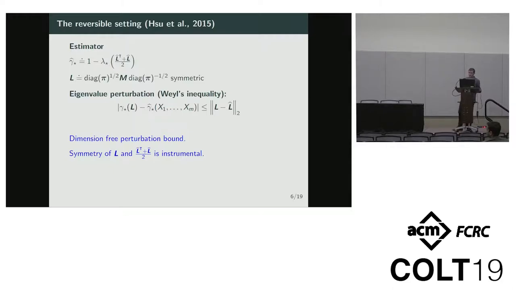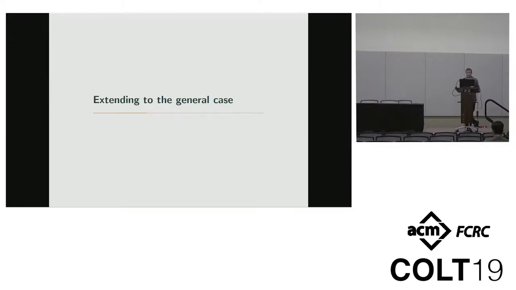And notice that in both cases, the symmetry was instrumental in this proof. There have been further improvements by Levin, Peres, Wolfer, Kontorovich, and others. But all of these were in the reversible case. So we're going off the beaten path, and we're trying to extend this to the more general case.